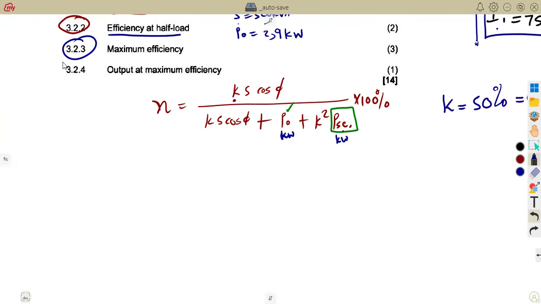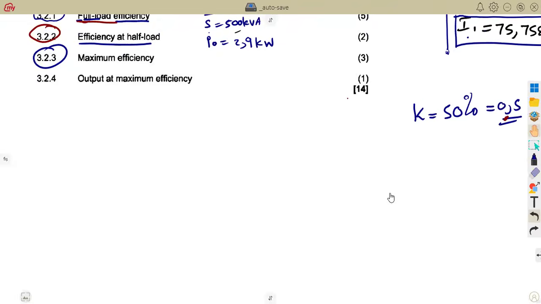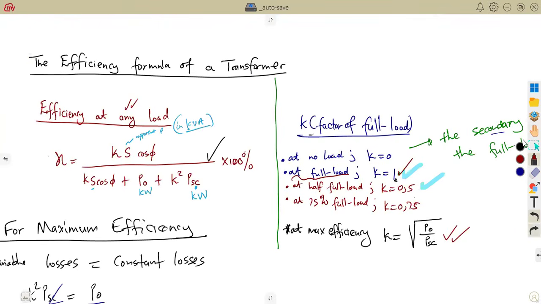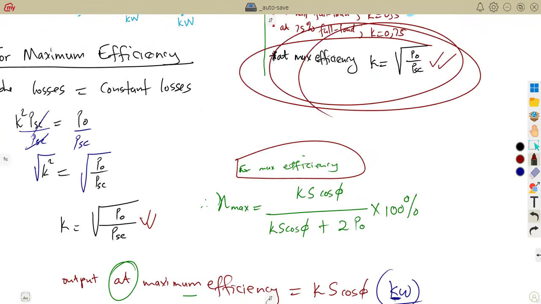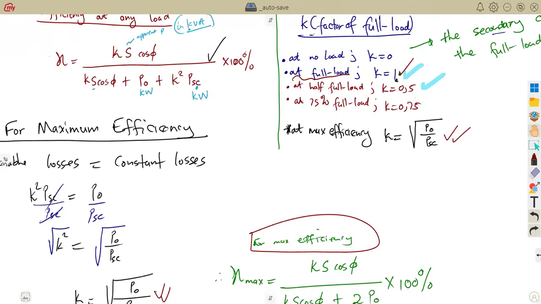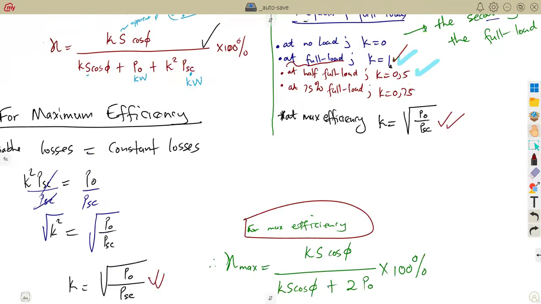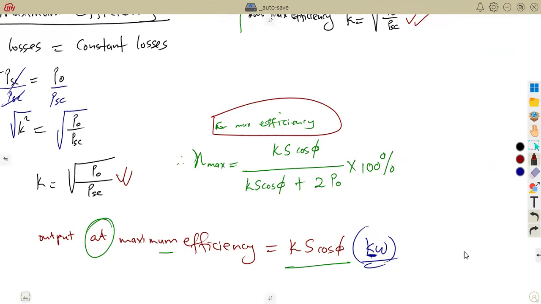3.23, the maximum efficiency. Calculate the maximum efficiency. For us to have the maximum efficiency, first we have the condition for K for maximum efficiency. Remember, I said at maximum efficiency, K is equal to the square root of P open over P short circuit. With that K that you have calculated, you can substitute it back into this formula, or you can substitute it into the special formula for maximum efficiency only.